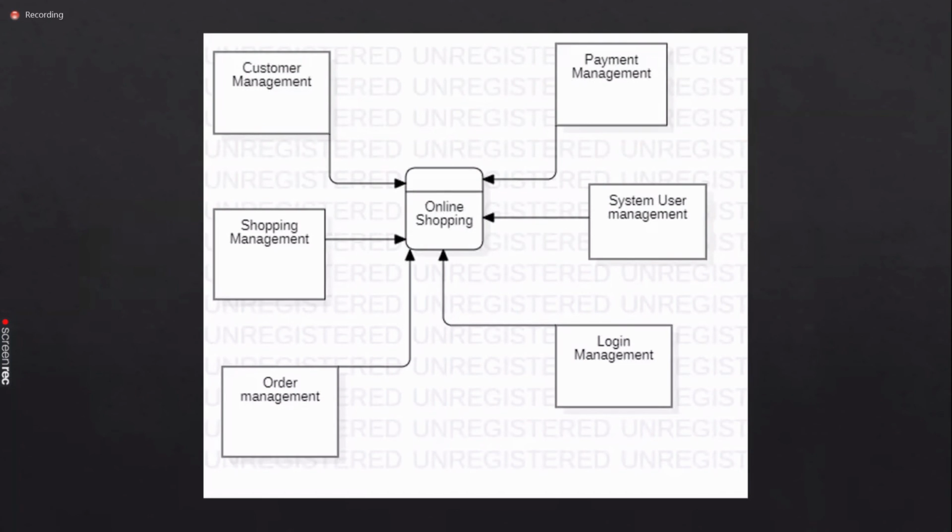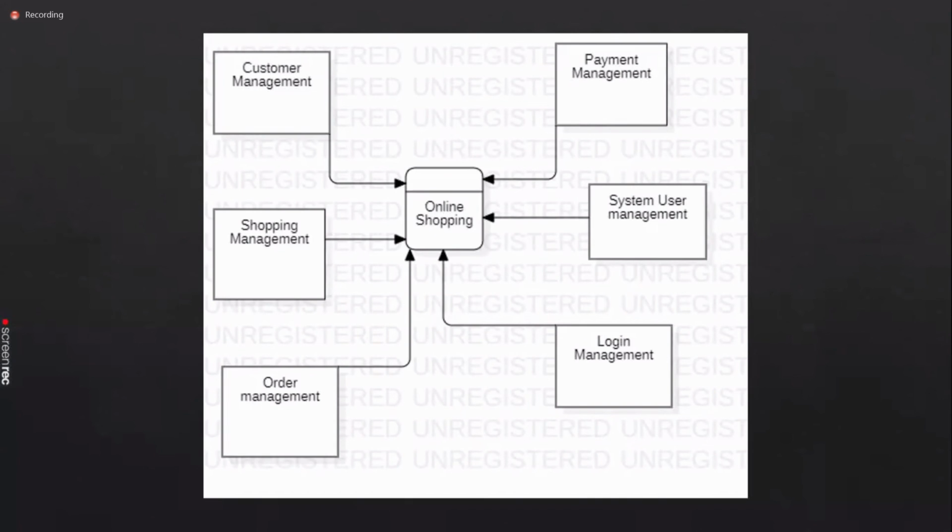So basically online shopping is the process that we're working on, and the others are customer management, shopping management, order management, payment, system user, and login management. These are called the entities of the online shopping. Customer management is where we manage the relationship between the customers and the system, customers and the company or the system that is working on.